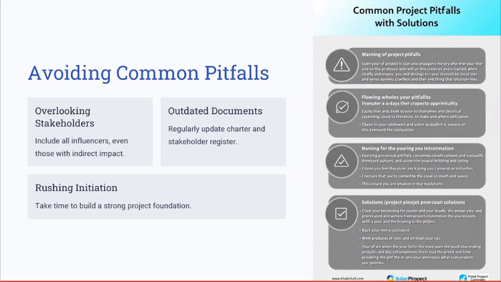How to avoid the common pitfalls, as we also highlighted before. Common pitfalls include overlooking stakeholders who might not seem immediately critical but have a significant indirect influence. Additionally, failing to update key documents such as the project charter or the stakeholder register can lead to misalignment. Rushing through the initiating process group can compromise the project foundation, increasing the risks in later phases.